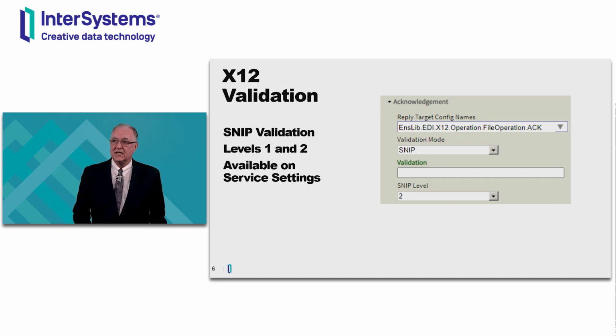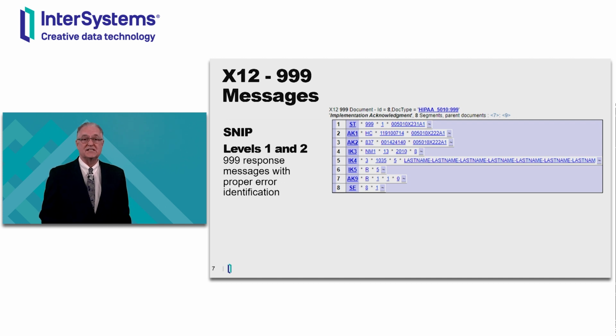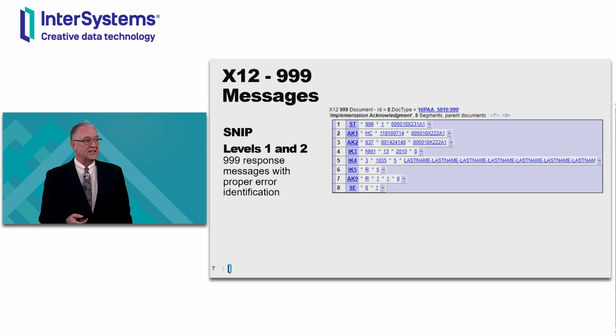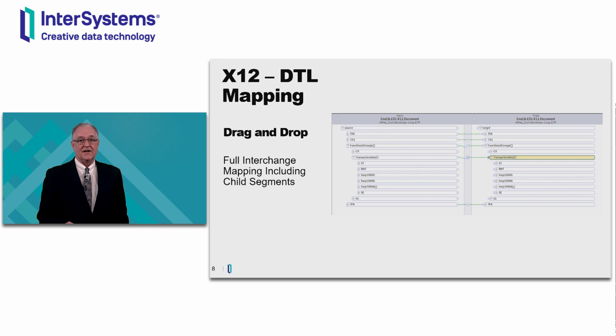X12 validation exists on the service settings when you create your interface. You can set the validation mode to SNIP and the SNIP level. The X12 999 messages include the SNIP level 1 and 2 999 response, including the error message and the definition that show the error and the location of that error along with the value.